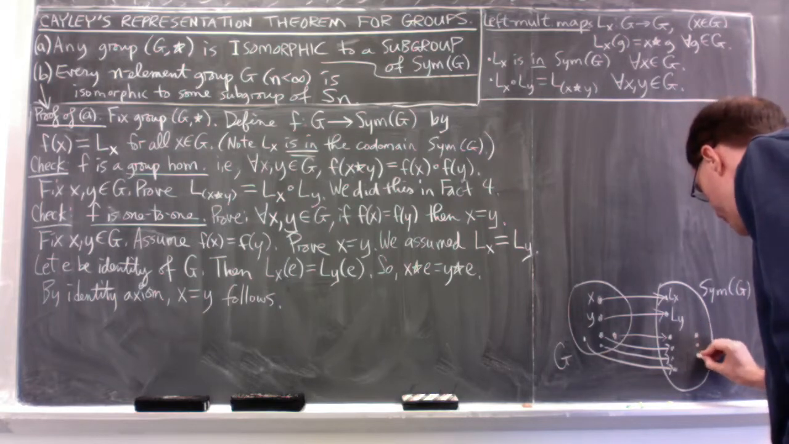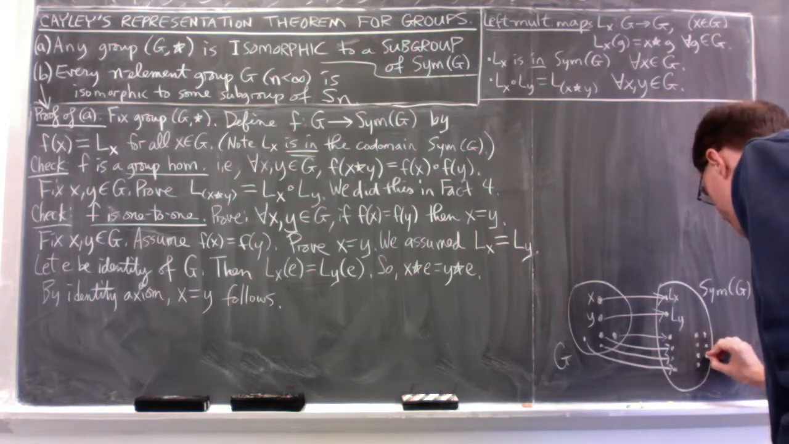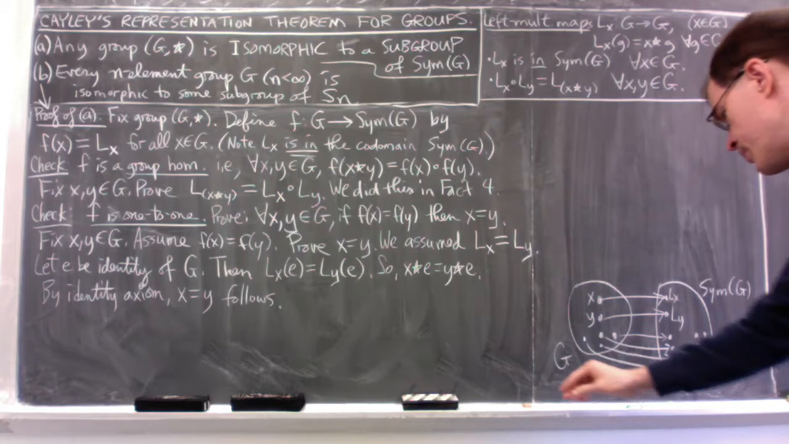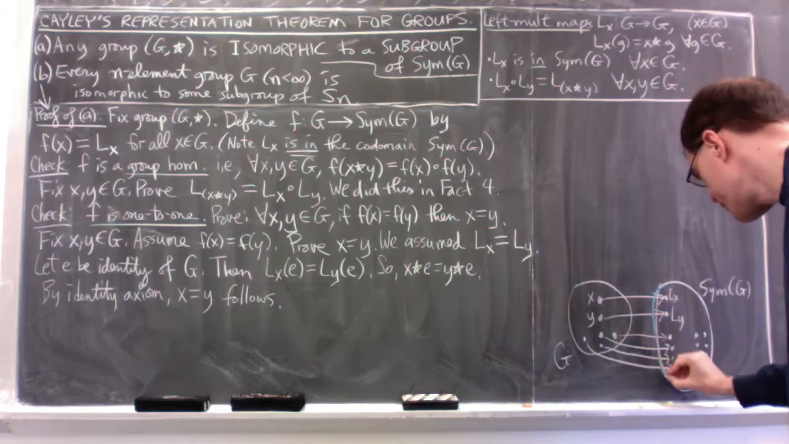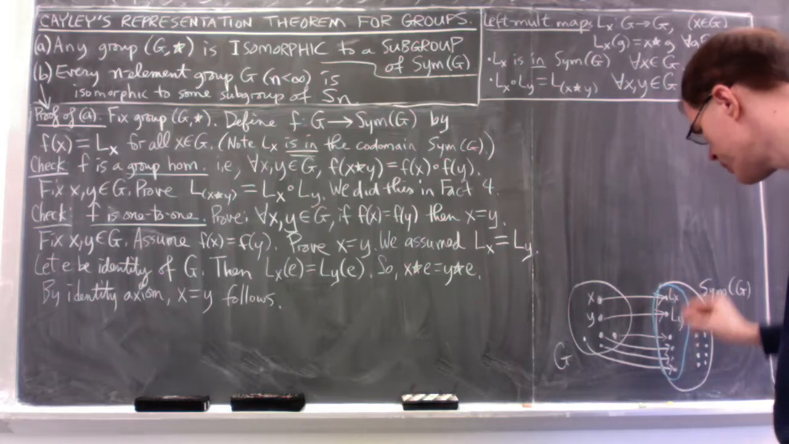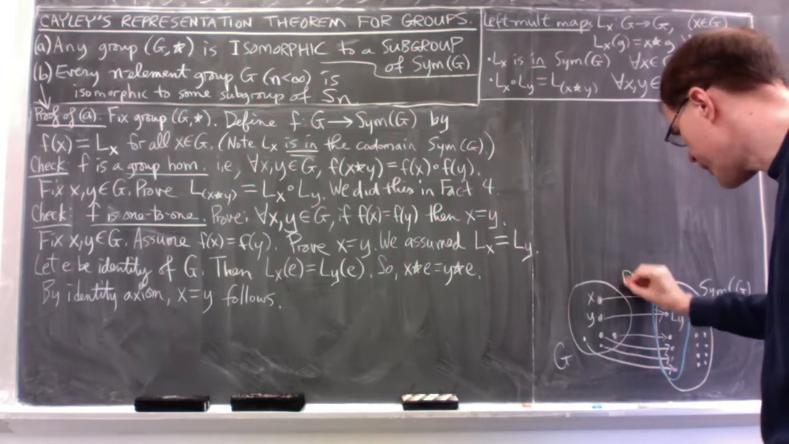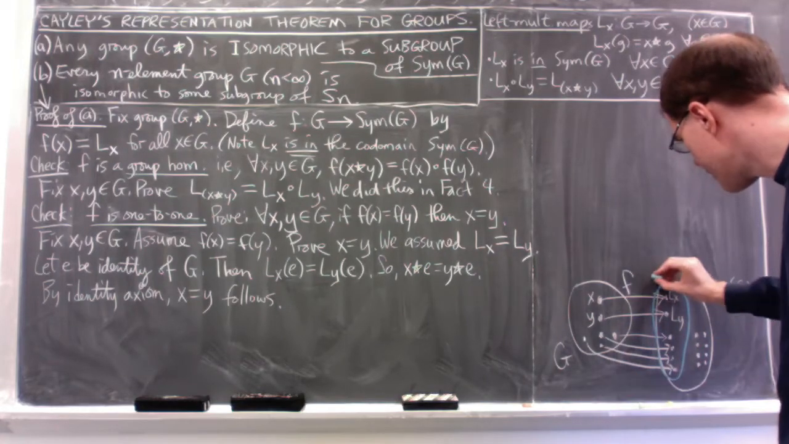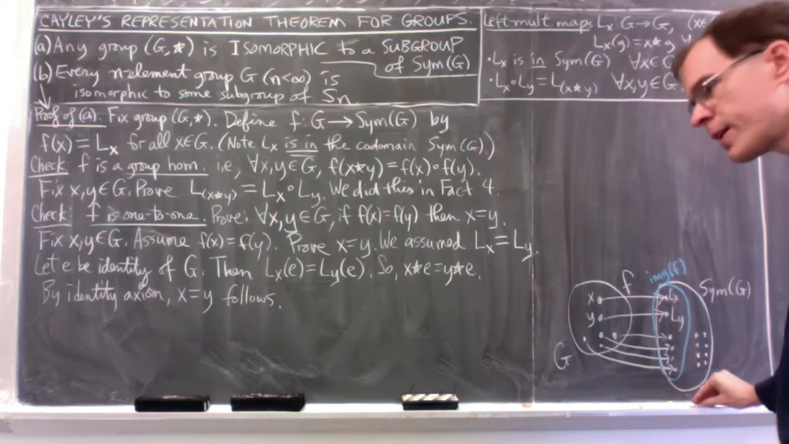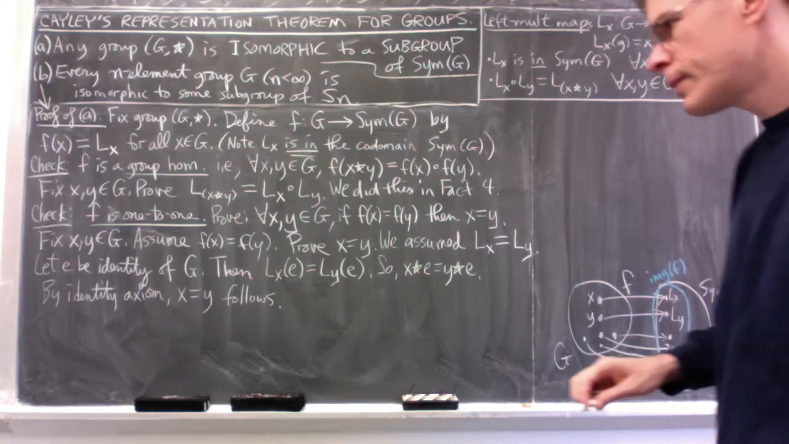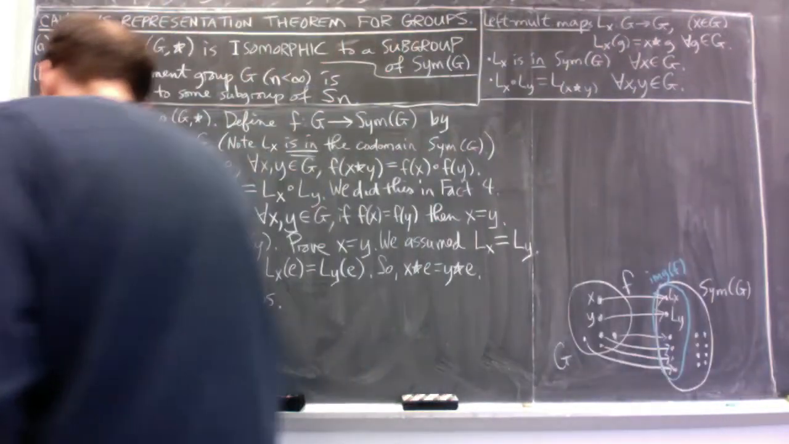But what almost always happens is that there's going to be a ton of other stuff in Sym of G that are not in this image here. So this is like a picture of the f that we just created, and here's the image of f. So there's one last little thing we have to do. Let's give that a name. Let's call this M, I guess.